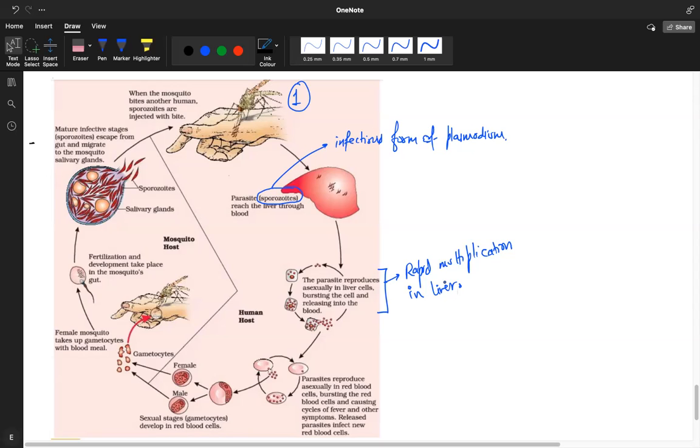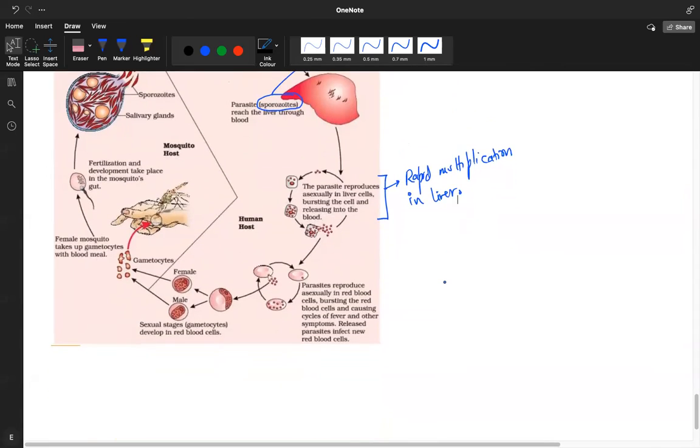And then what happens? Again the parasites enter the blood. Yes, it enters the blood. And then again it reproduces asexually. So this is the first wave of infection. You can write down that the liver is the first. This is a neat question. You can also make a star here.